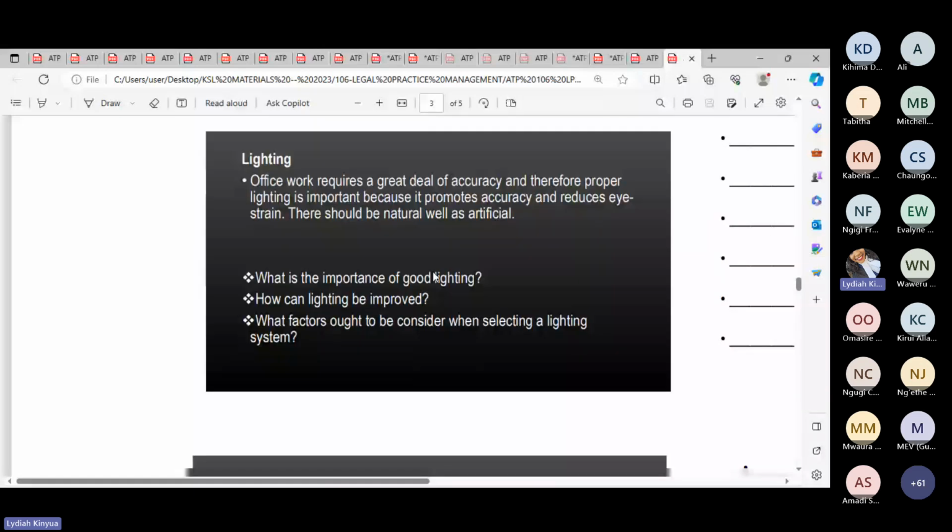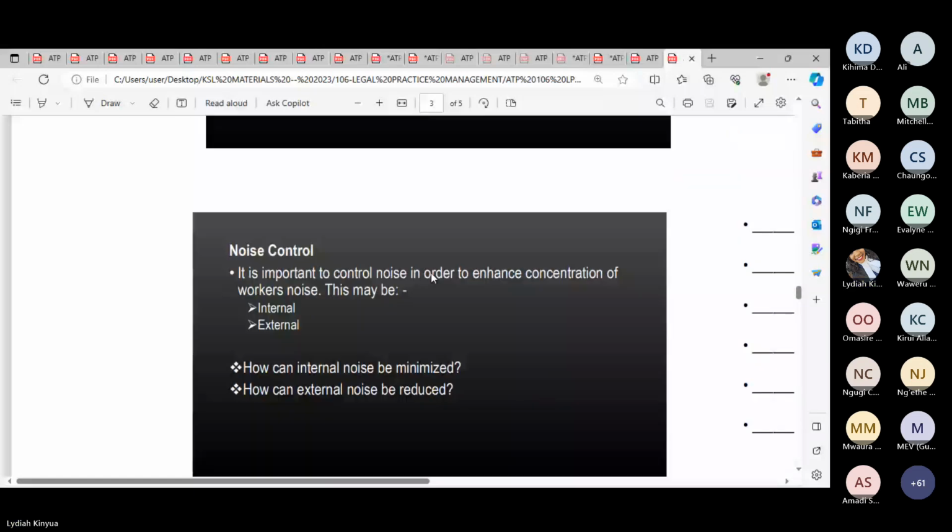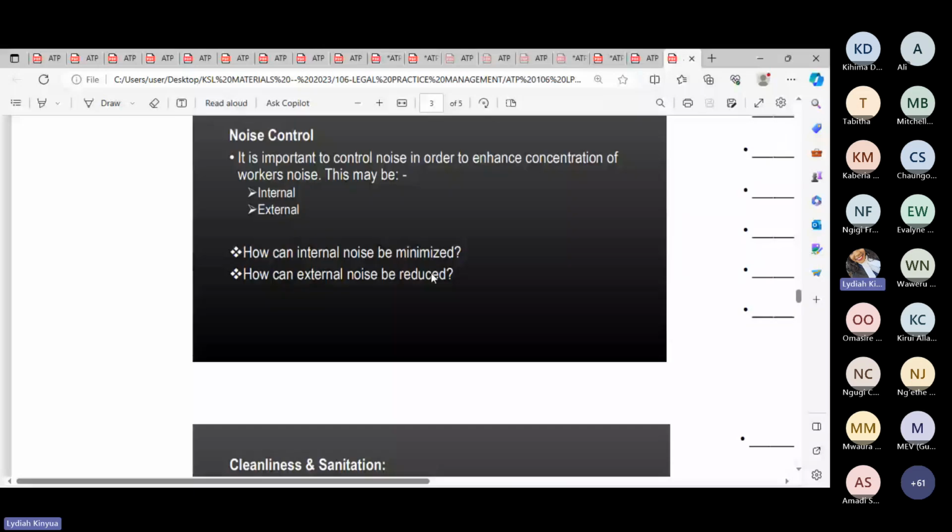Physical components of an office will include lighting, noise control. It was an exam question: how do you control noise? Yeah, it seems very easy, but how do you control noise? You can have a policy to control internal noise. For external noise, you can have soundproof walls. You can equally have mats. A carpet reduces noise. What else can you do? Carpet, soundproof walls, nothing else comes to my mind, but it's an examinable question.